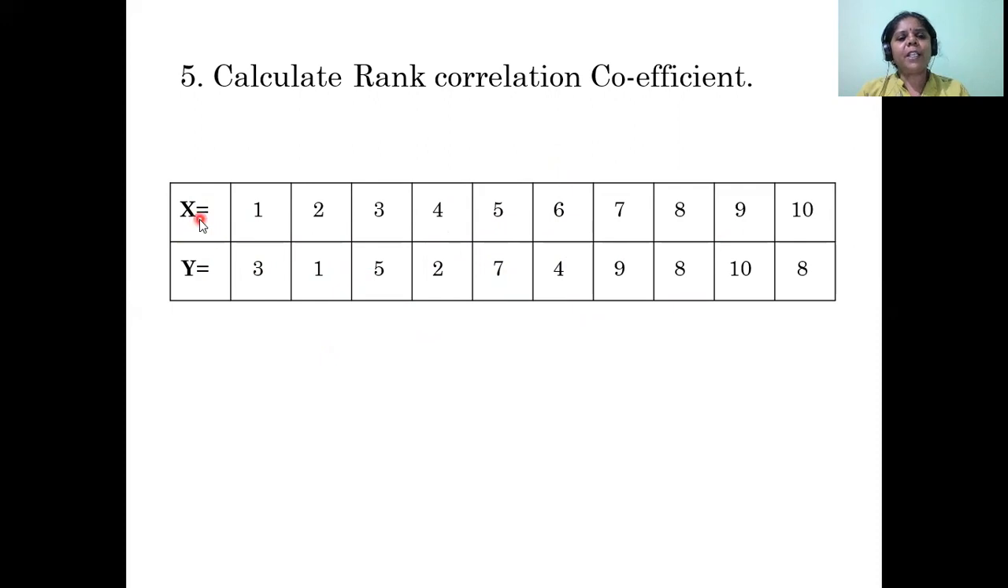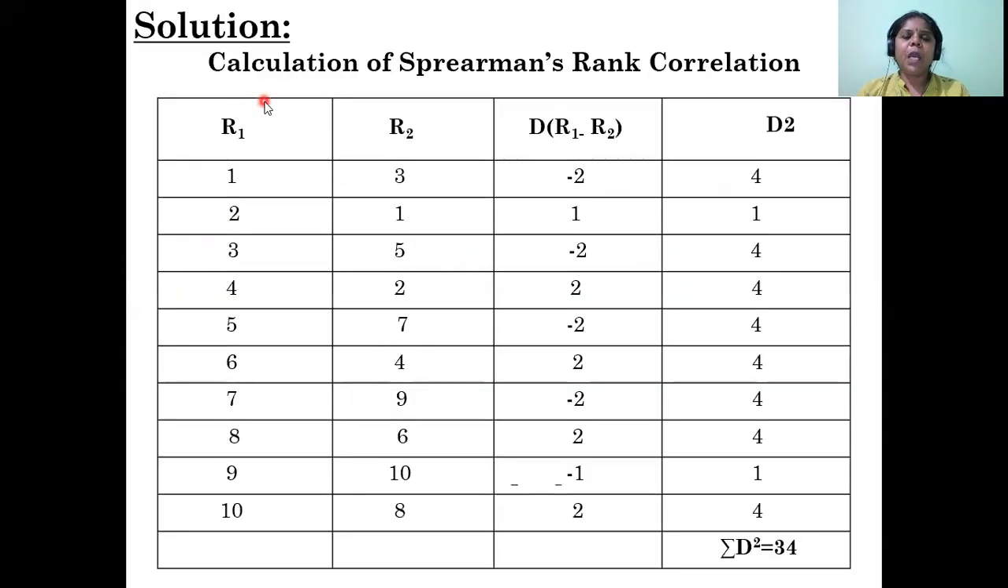So here x variable and y variable. See, the ranks are given here, and here also the ranks are given. So for this problem, let us see how we have to calculate the rank correlation. Calculation of Spearman's rank correlation. The ranks are given in the problem itself. This is x variable and y variable. 1, 2, 3, 4, 5 like that up to 10. And this is rank 2. That is 3, 1, 5, 2, 7, 4, 9, 6, 10, 8. They are allotted the ranks in the problem.